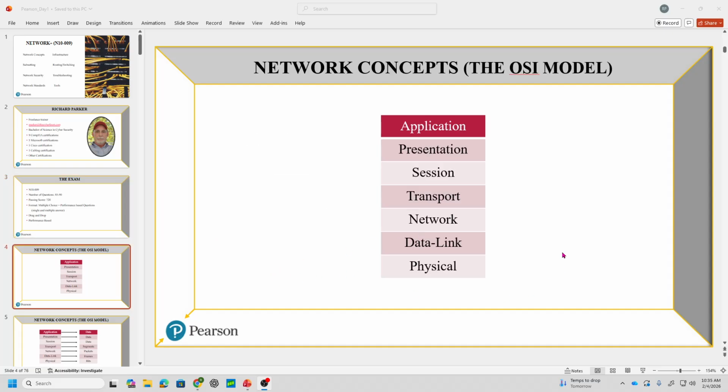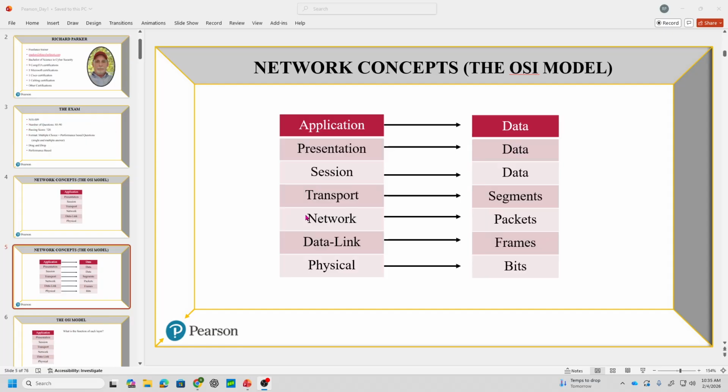So let's look at some concepts like the OSI model. The OSI model has 7 layers. We have the physical layer, the data link layer, the network layer, the transport layer, the session layer, the presentation layer, and the application layer. So when we look at these, what's going on? The application layer, presentation, and session are the top 3 layers. We just call that data.